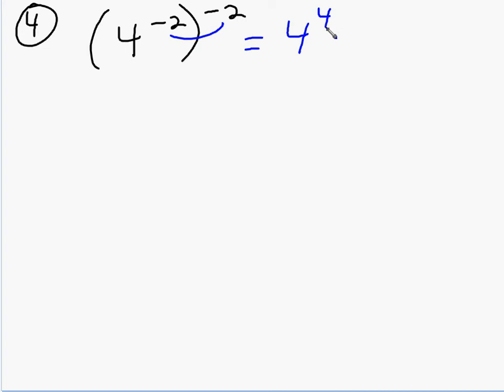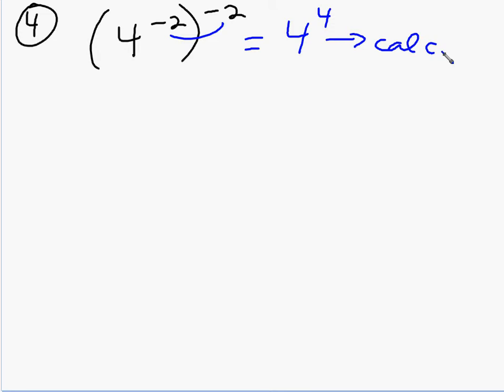Bless you. Number 4. 4 to the negative 2 to the negative 2. Well, in this case, I've got a power to a power. Don't overthink it. Power to a power, you multiply these two. This becomes 4 to the positive fourth. And then you just use a calculator to finish it.